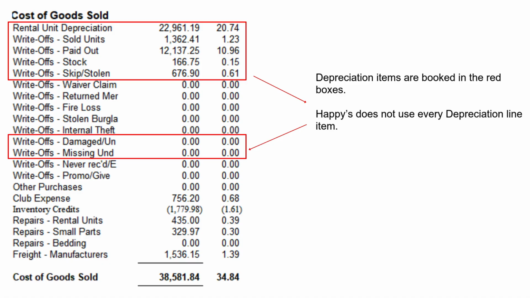Depreciation items are booked in the red boxes. We don't use every depreciation line item, so you'll notice that some items like fire loss, internal theft, stolen, or burglary are always going to say zero on your P&L.